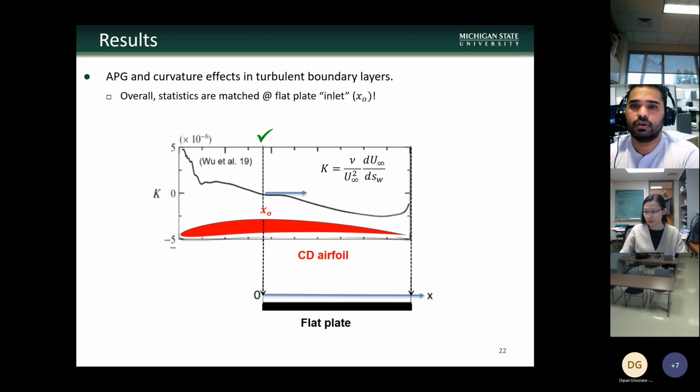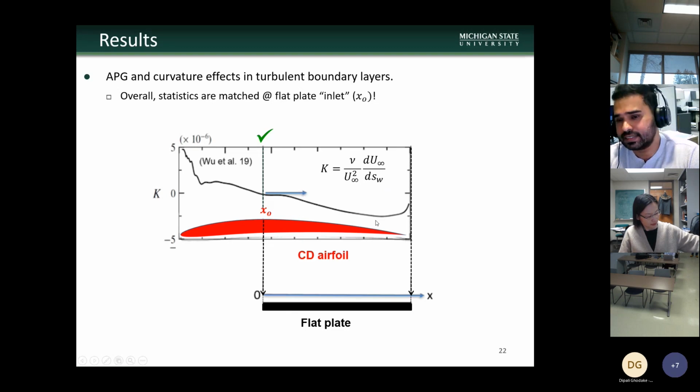And so overall, based on this analysis, we see that at this x naught location, the turbulence statistics are in very good comparison. So we can go on and compare the boundary layer development starting from midchord towards the trailing edge part of the blade, that is, how the turbulence statistics and the mean velocity profile vary along the streamwise direction along the chord of the blade, comparing with that of a flat plate.